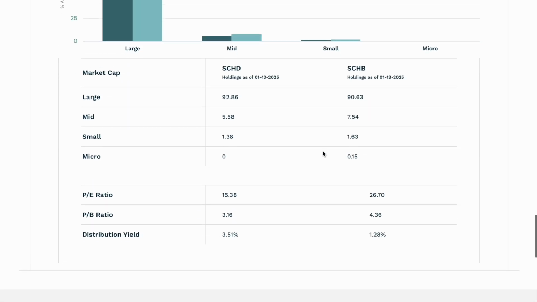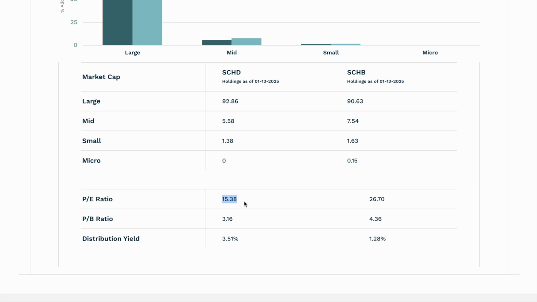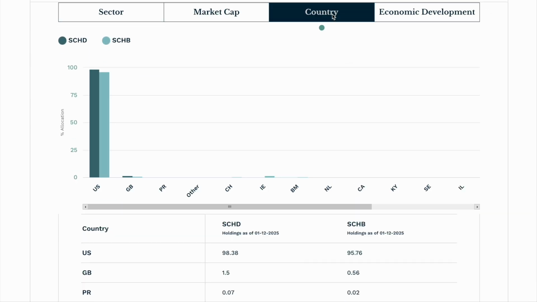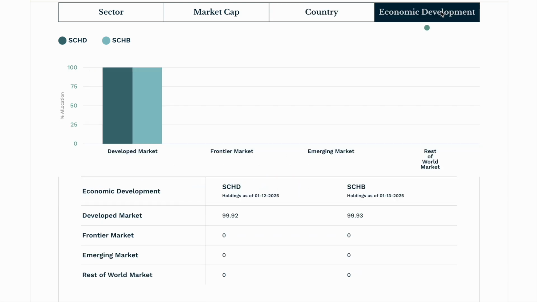Looking at their PE ratio real quick, SCHD is a 15 PE ratio, where SCHB, it's in more tech growth stocks, 26% PE ratio overall. You can look at the country that they're invested in. It's pretty much America. You look at US, 98 versus 96%. SCHD has a little more diversification over here, but there's not much. Economic development, it also shows you it's all in developed markets. There's none in the frontier, none in the emerging market or the rest of it.